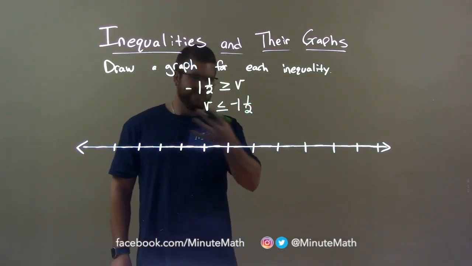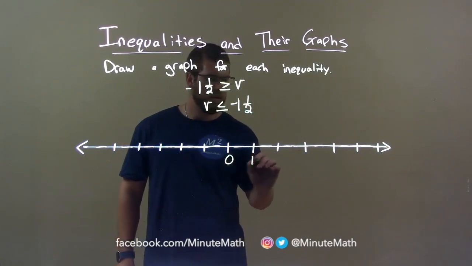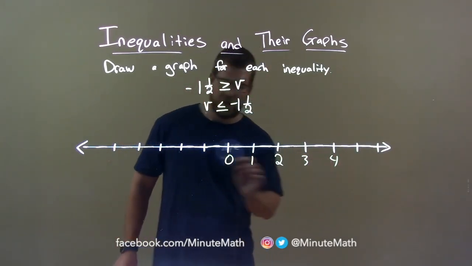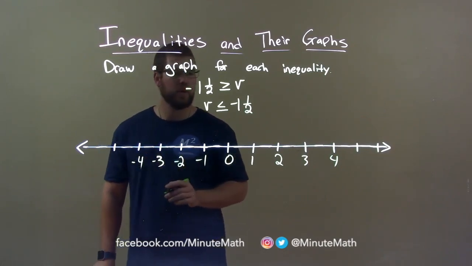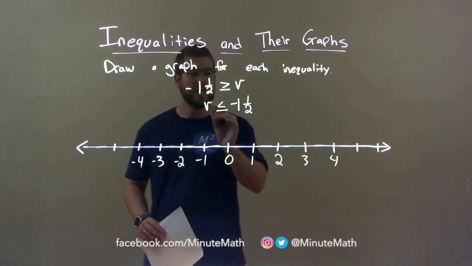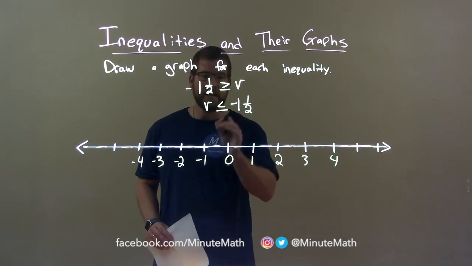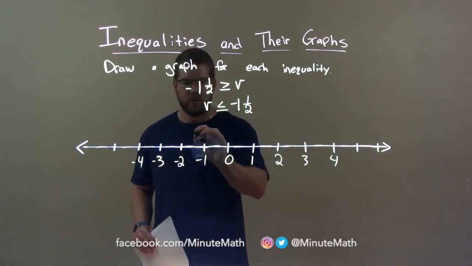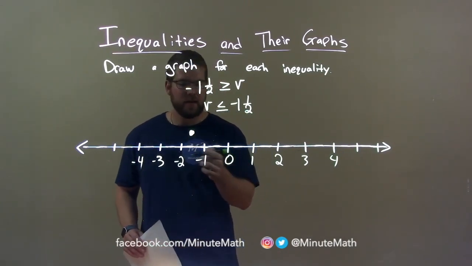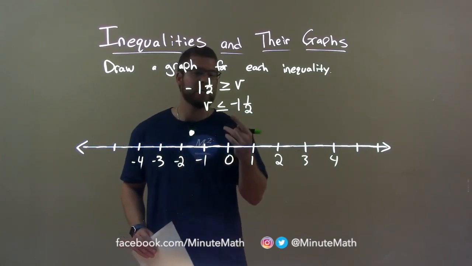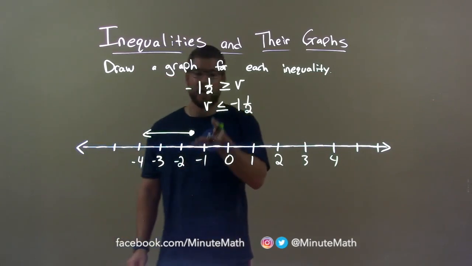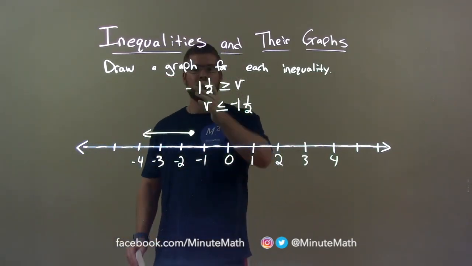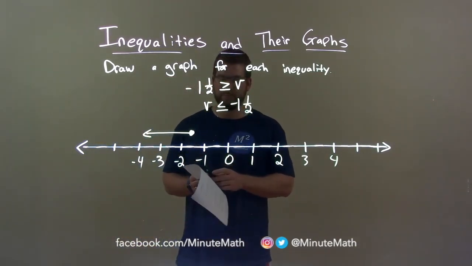So let's go write our number line. 0, 1, 2, 3, 4, negative 1, negative 2, negative 3, and negative 4. It tells us v is less than or equal to negative 1 1/2. Equal to tells me closed circle, so we put a closed circle right here at negative 1 1/2. Shade to the left because v is less than that. And there we have it, our graph that represents the inequality for negative 1 1/2 is greater than v.